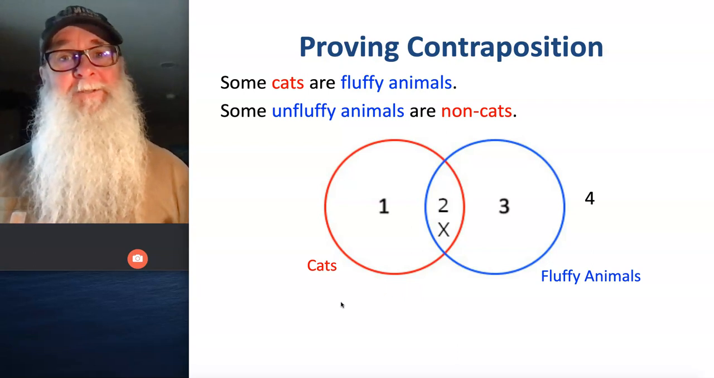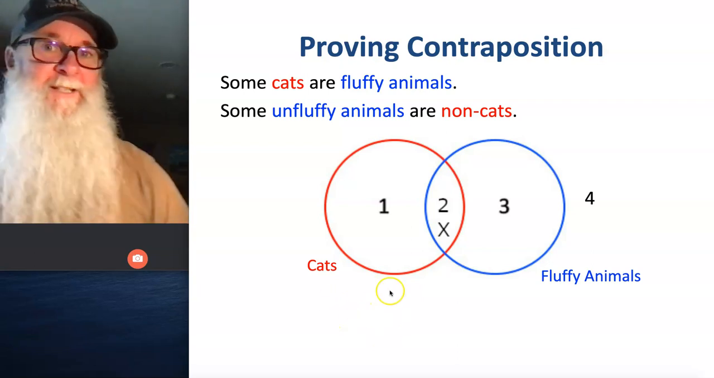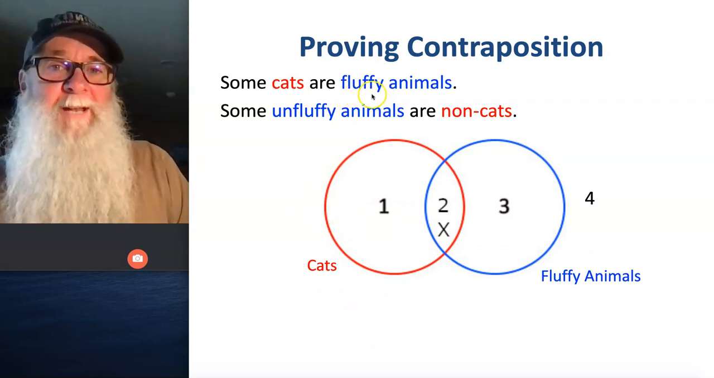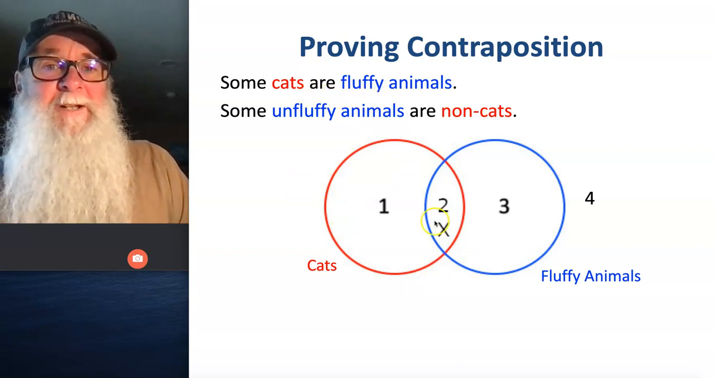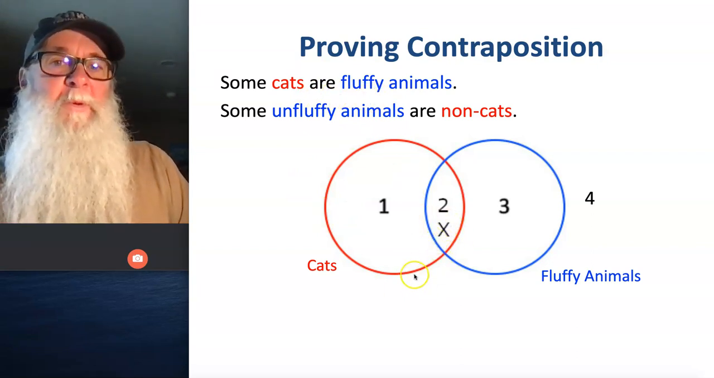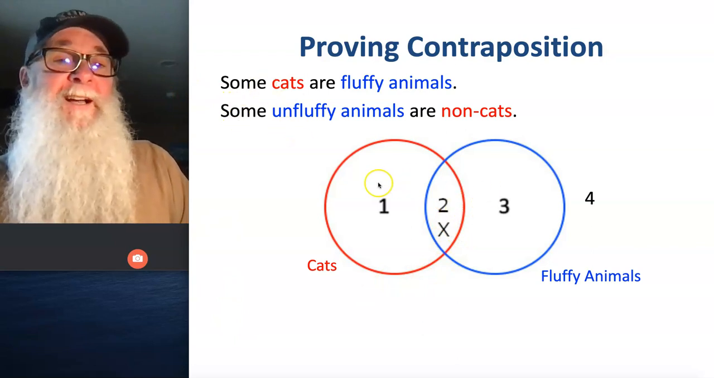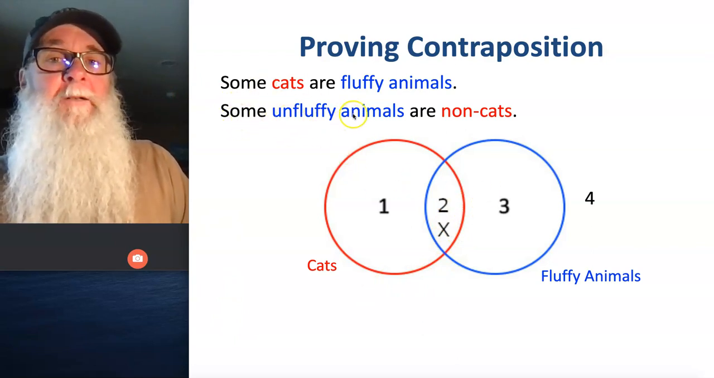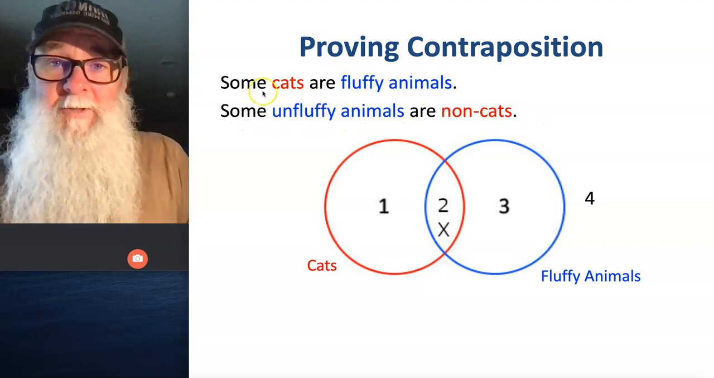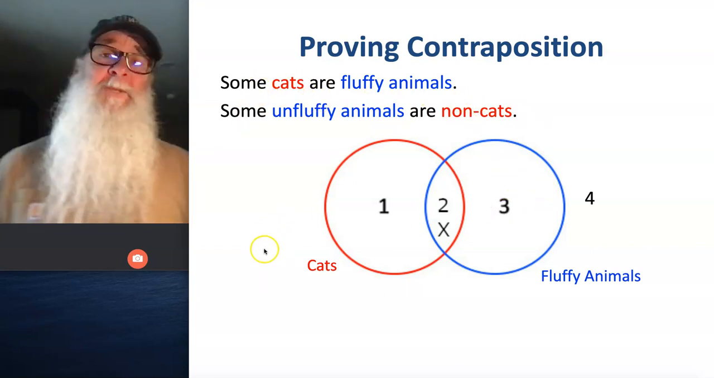All right, I told you that contraposition does not produce statements that have the same truth value when it's applied to an I statement. So let's see if that's the case. Some cats are fluffy animals, and to represent that statement, we put an X right here. And now what we want to know is, does this diagram also show the statement some unfluffy animals are non-cats, which is the contraposed version of our original statement? So we're going to have to determine that.